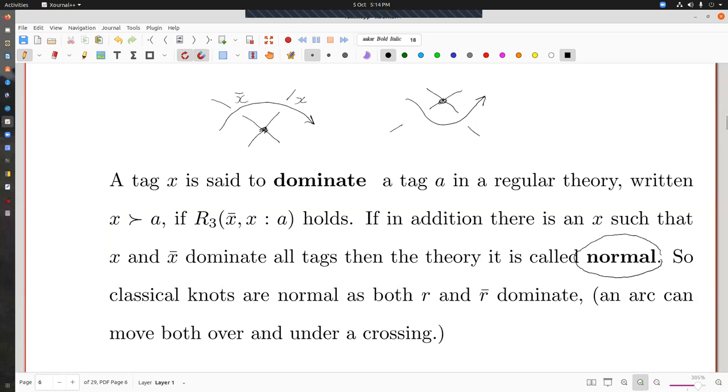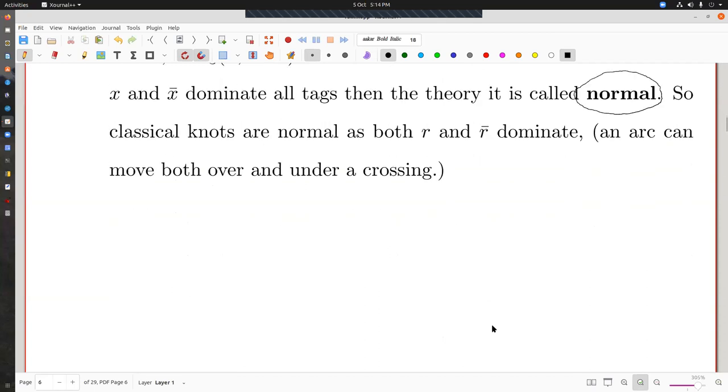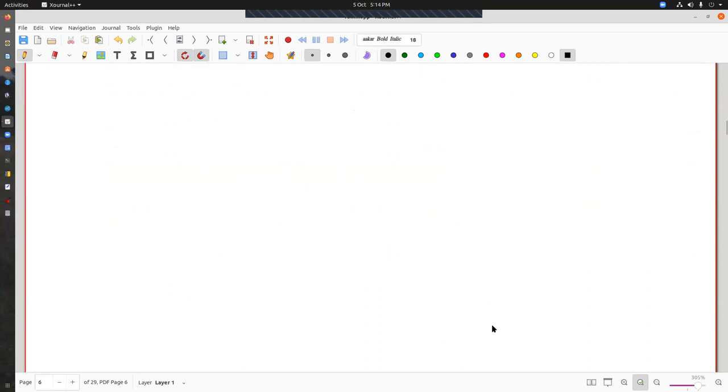All right, so classical knots are normal, as both R and R bar dominate. You see, R dominating means the arc goes over, and R bar dominating means that the arc goes under. Okay. So that's the notion of a normal theory.